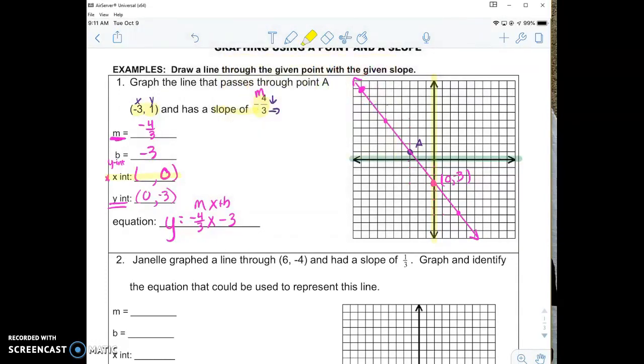Alright, so back to this x-intercept. I know that the y value is 0. So to solve for my x-intercept, I'm saying 0 equals -4/3 x minus 3, and I'm solving for x. I add 3 to both sides. 3 equals -4/3 x. And I divide by -4/3.